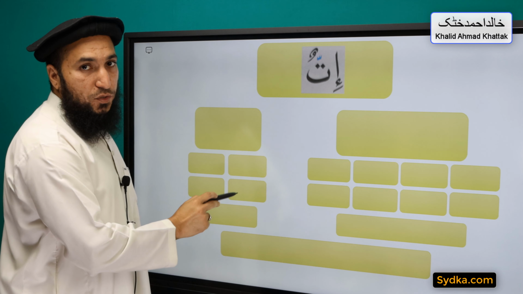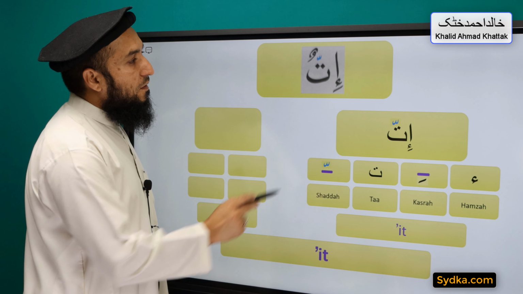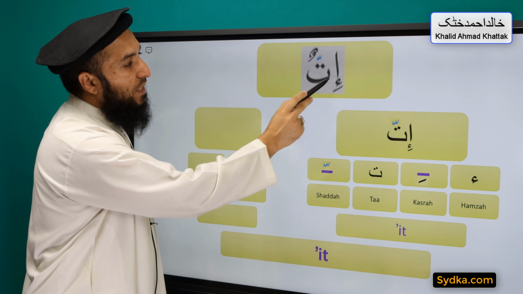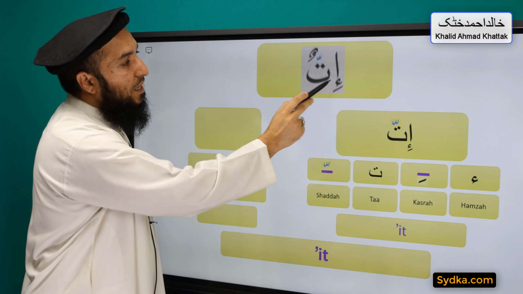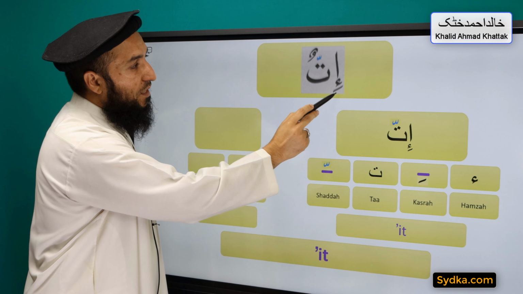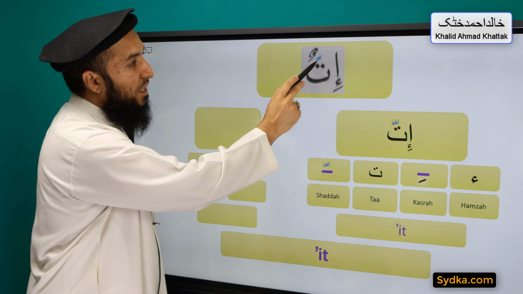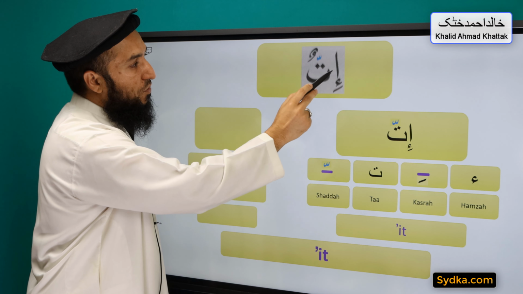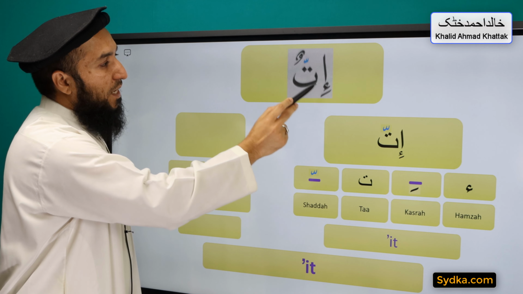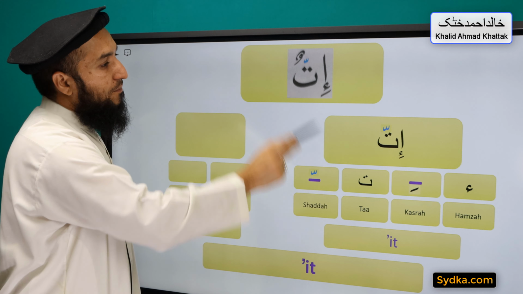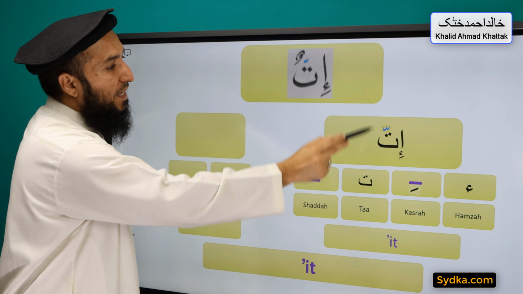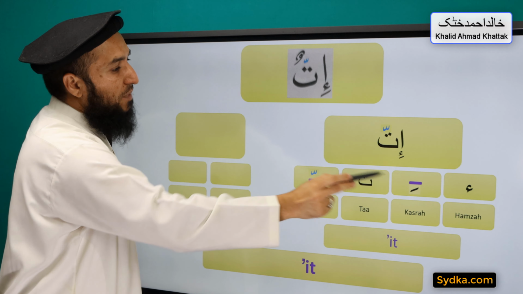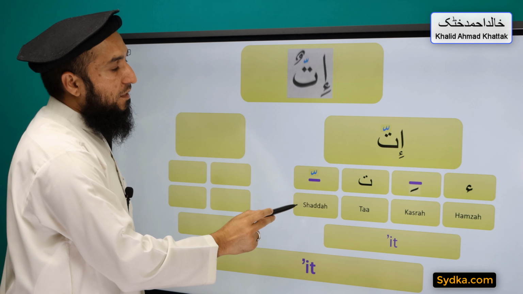And it can be divided into two syllables. The first syllable we have is Hamza Kasra Ta Shadda, It. Hamza is a light letter. It has kasra underneath. It is followed by ta. Ta has a shadda. This alif is silent and it is used as a chair for Hamza. Hamza kasra ta shadda, it.